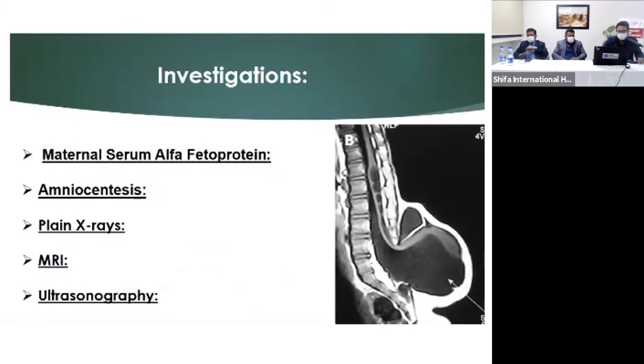So how are we going to investigate a patient with myelomeningocele? Prenatal maternal serum alpha-fetoprotein may be raised in the patient with myelomeningocele, and amniocentesis may also be helpful to diagnose prenatally. X-ray, which is less commonly used, tells us about the bony defect, and MRI is the investigation of choice for the neurological involvement and the management plan regarding the surgery, and ultrasonography may also be helpful.